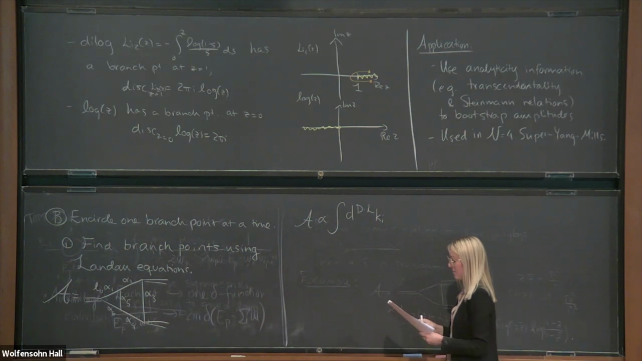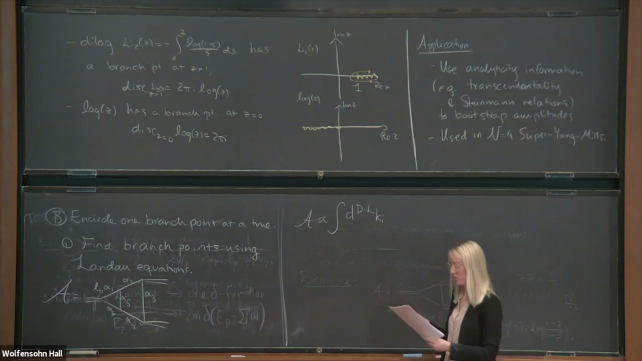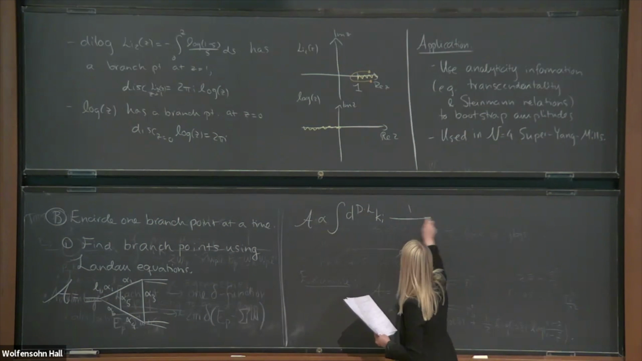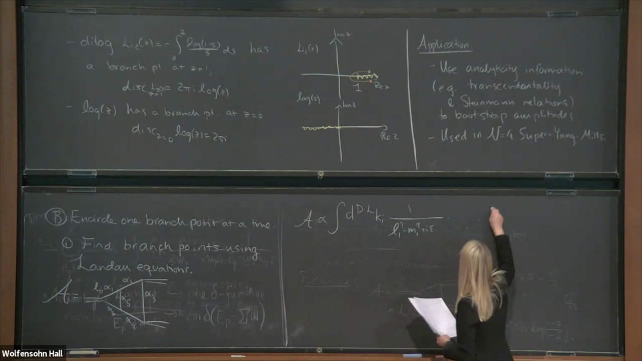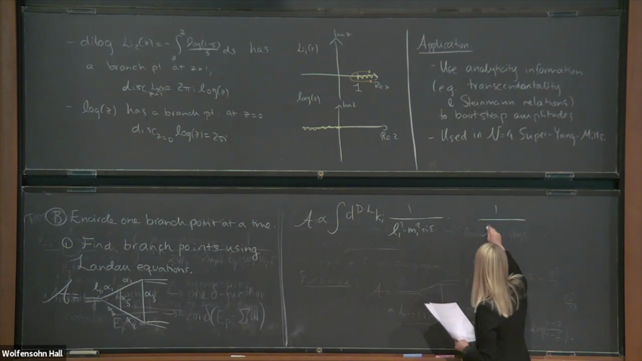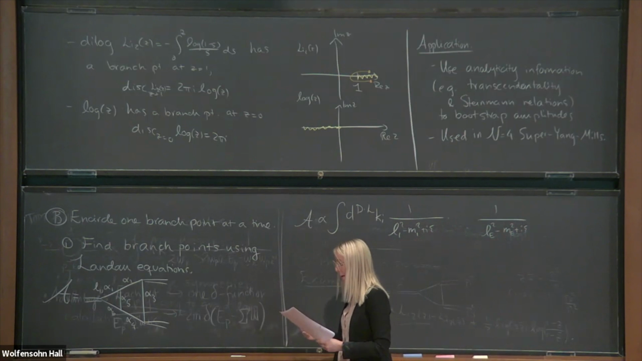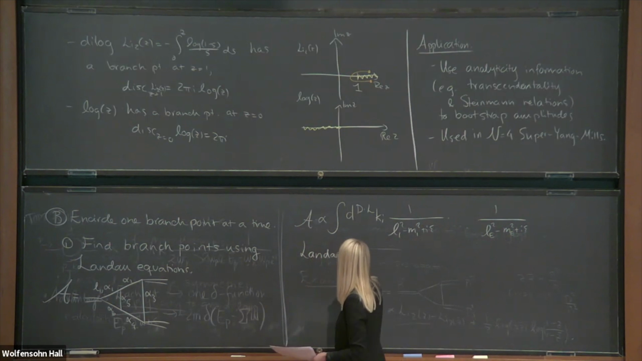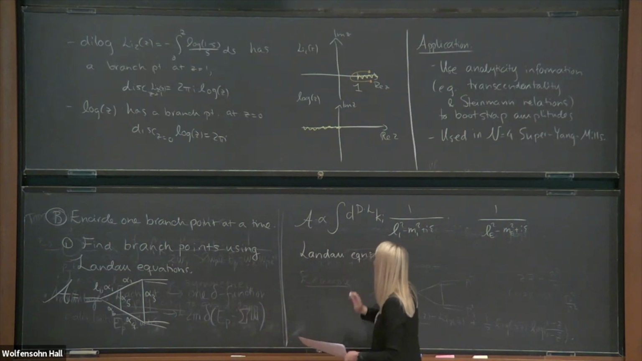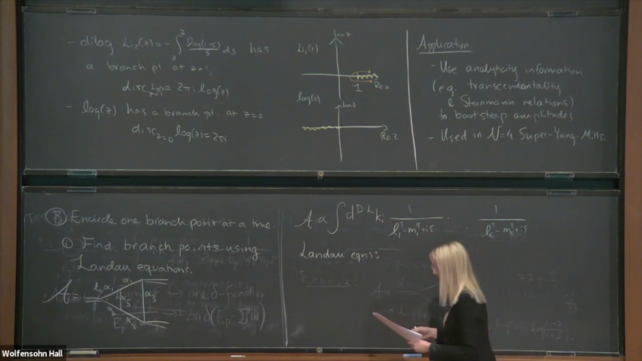an integral over d times L, where d is the dimension and L is the number of loops. This is the scalar integral here for the diagram, for any propagators. So the Landau equations tell you where the amplitude might potentially have a branch point or a singularity.